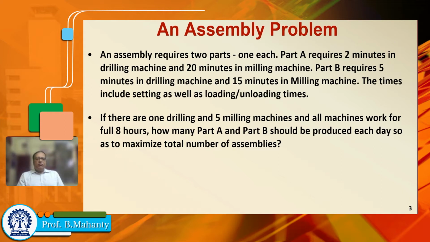An assembly requires two parts, one each. Part A requires 2 minutes in the drilling machine and 20 minutes in the milling machine. Part B requires 5 minutes in the drilling machine and 15 minutes in the milling machine. The times include the setting as well as loading, unloading times. If there are 1 drilling and 5 milling machines and all machines work for a full 8 hours, how many of part A and part B should be produced each day so as to maximize the total number of assemblies?